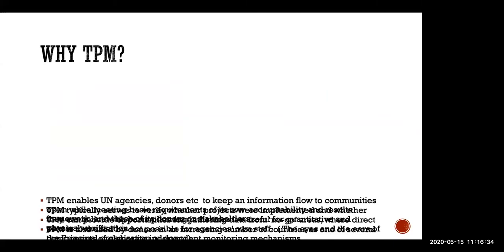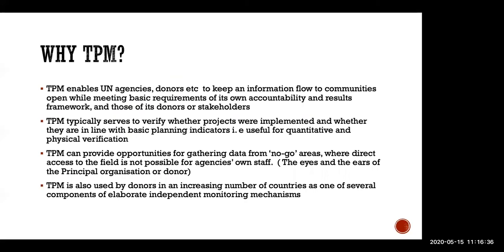Why TPM? The next question is why employ TPM? Third-party monitoring enables UN agencies and donors to keep an information flow to communities while meeting basic requirements of their own accountability and resource framework and those of their donors or stakeholders. For example, an organization really wants information. They want to report back to their constituencies, especially if they're donor funds. There are people involved, taxpayers' money, and at the end, they might want to find out if their money is being put to good use.